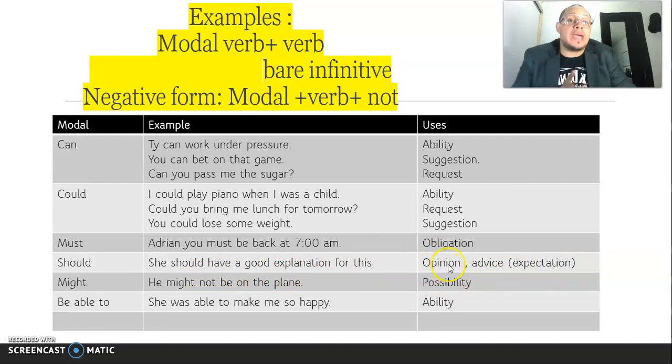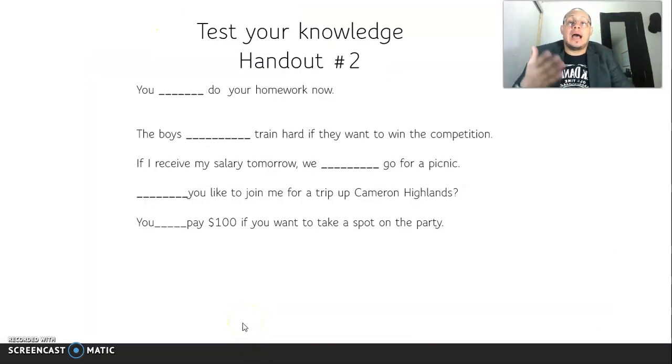However, you're expecting her opinion or her explanation, and that's the reason why it's important. He might not be on the plane. That's a possibility. We don't know exactly. We're just waiting for what's going to happen. And be able to: she was able to make me so happy 10 years ago. If you notice, this sentence is in the past.